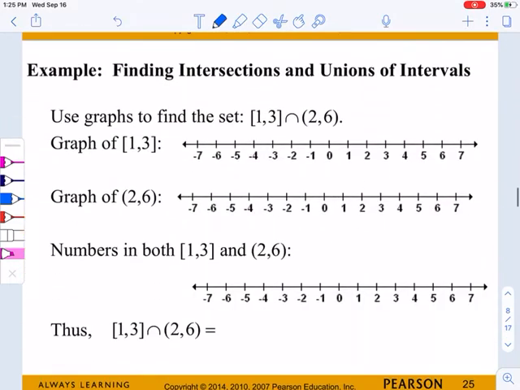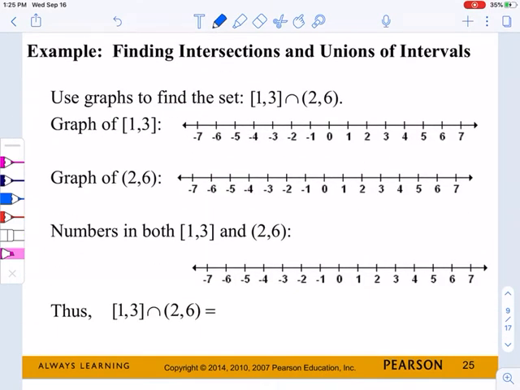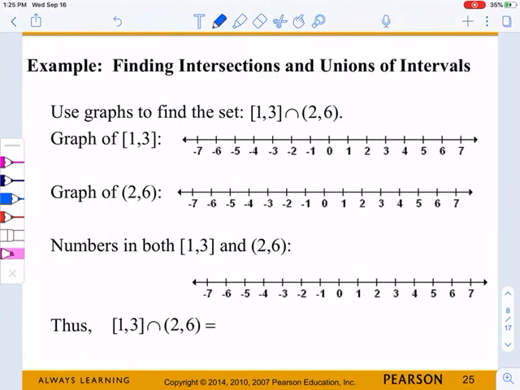So if we were to look, for example, at finding the intersection and union. Now, we have some more notation that we're going to look at. We have this upside down U. And the best way for me to explain how to make that connection is an intersection. We have an N, intersection versus a union. So this means that we are going to have an intersection between that 1, 3 inclusive and the 2, 6 that are not inclusive. So they want us to graph each of these two pieces. So we're going to put each of these two graphs, and then we're going to look for the numbers that are in both.